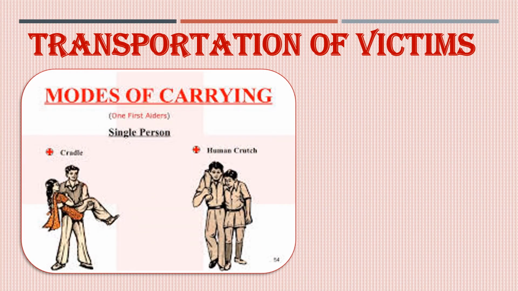Here you can see, when there is a single person, we can use the cradle method. Now this cradle method can be used for light people, women and children, where the person is just carried and supported with both hands. Then we have the human crutch method. If one of the legs is injured, then the victim should be supported with minimum load on the other leg. So he will not use his injured leg, but someone gives him support to use only one leg that is not harmed.